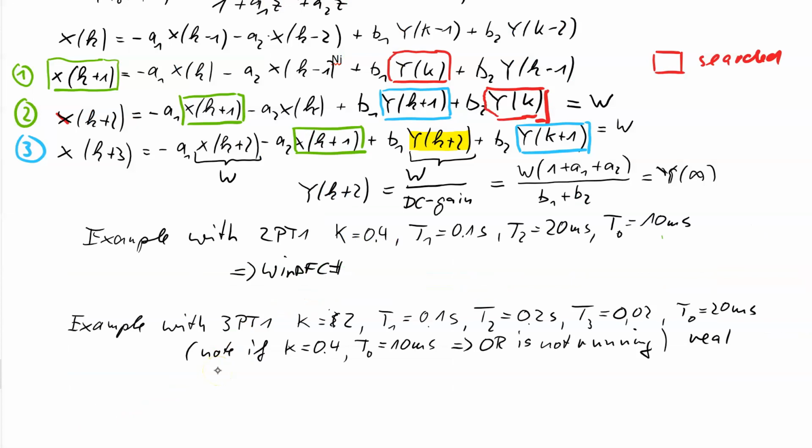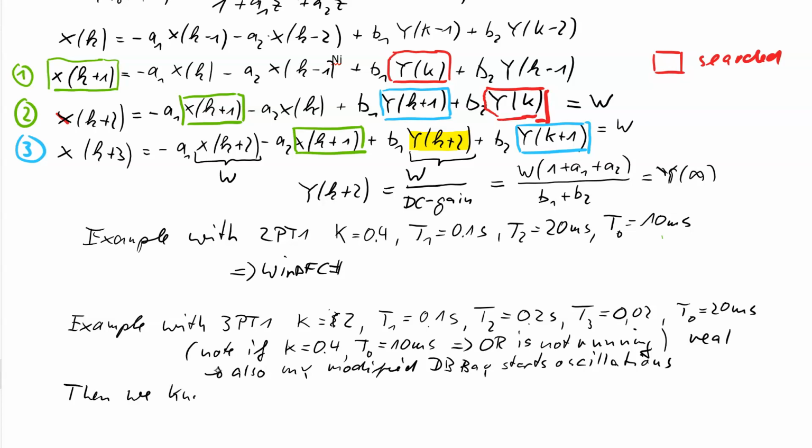here in this case, I changed 0.4 and 10 millisecond. My modified deadbeat. Deadbeat. Why? Starts oscillations. We know that the deadbeat Q's are too large.